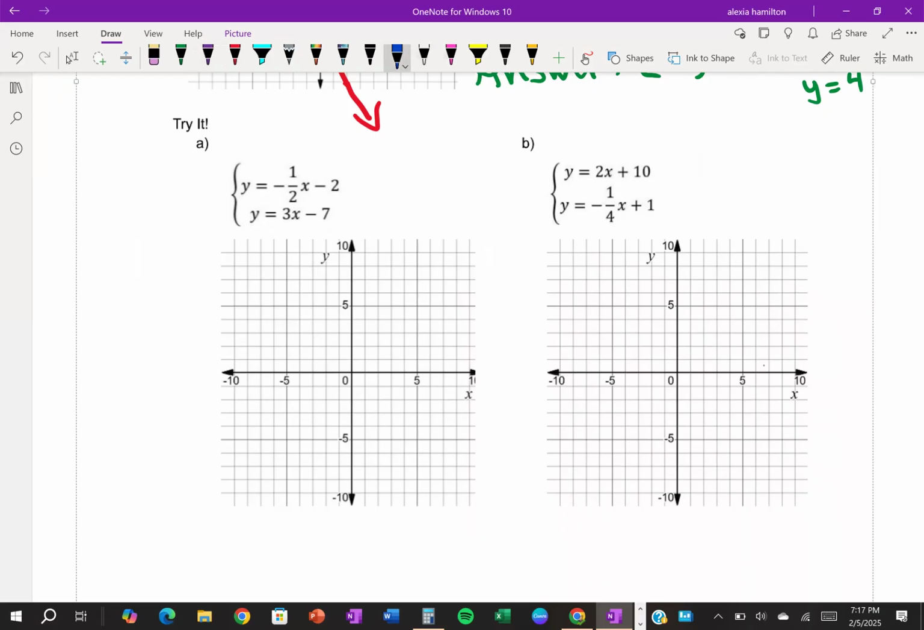All right, so my top equation was -1/2 x minus 2. The y-intercept is -2, and for my slope, I like to do the negative with the top number, so I'm going to count down 1 and right 2.